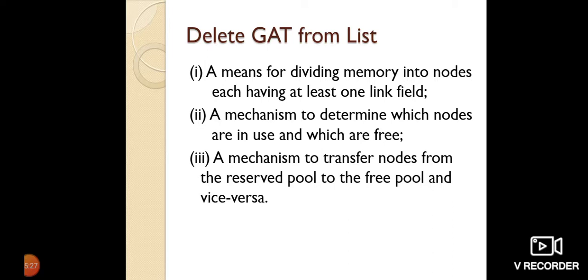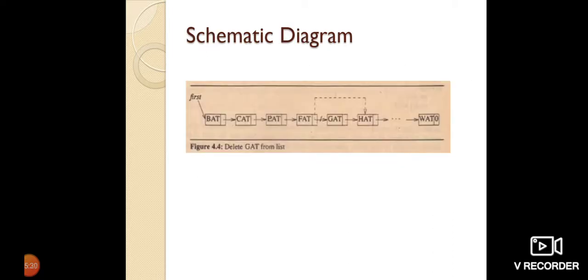This deals with memory. Here, what happens is you have to disconnect. Fat is a node. Fat will have its own address which will be pointing to gat. You have to change that address to the address of hat so that gat in between will get disconnected.